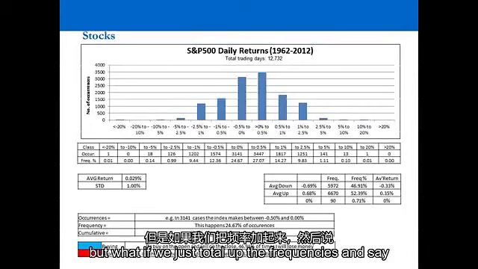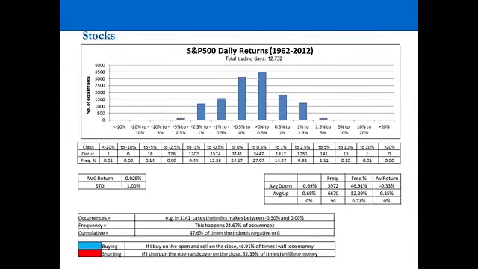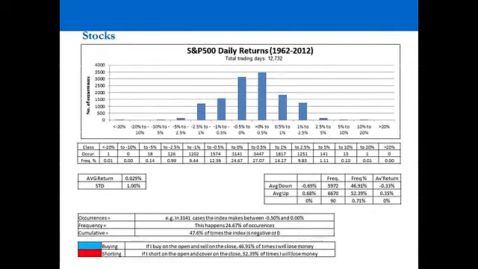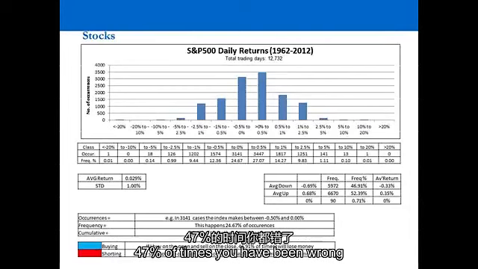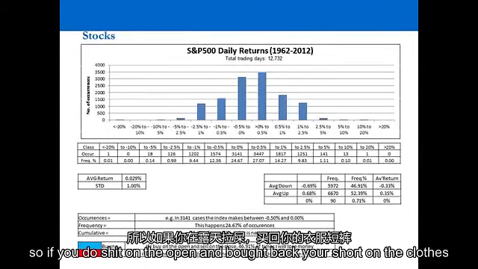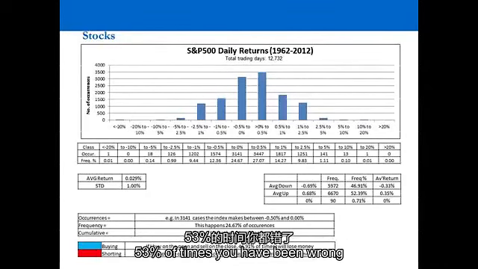But what if we just total up the frequencies and say, how many days is the market down and how many days is the market up? Well, 47% of days, the market's down, which means if you bought on the open and sold on the close, 47% of times you'd have been wrong. And 53% of days is up. So if you'd have shorted on the open and bought back your short on the close, 53% of times you'd have been wrong.